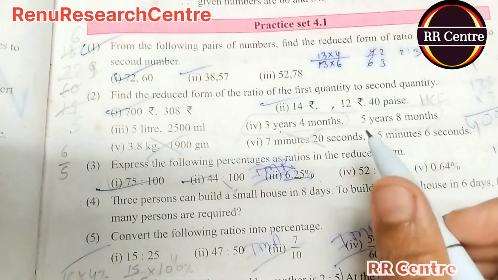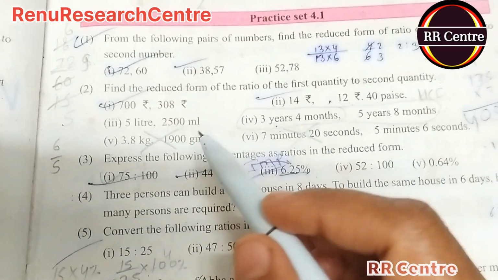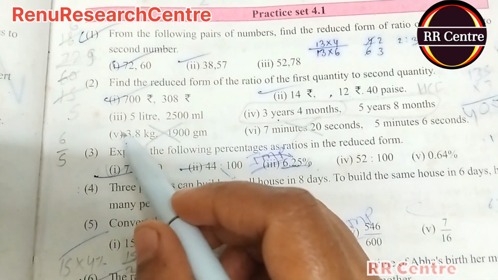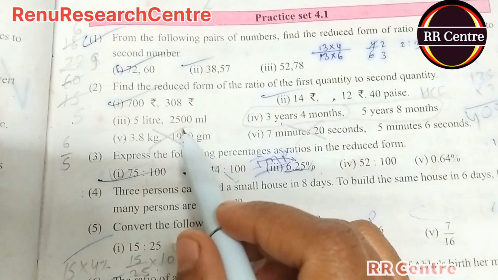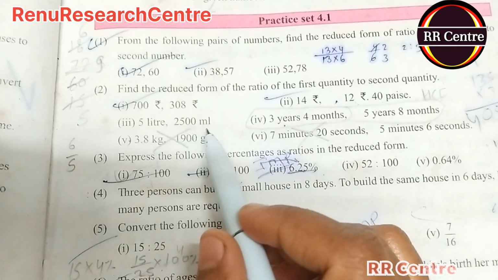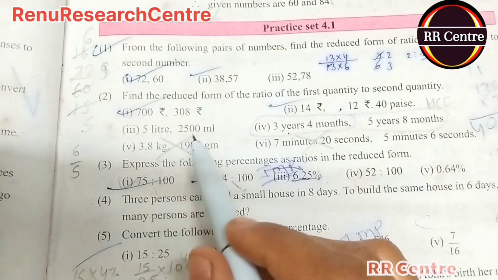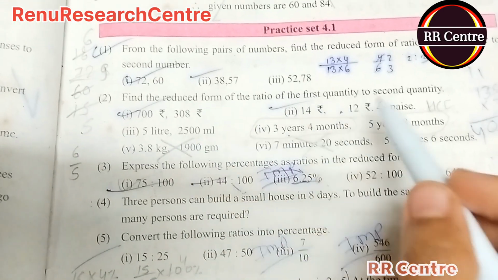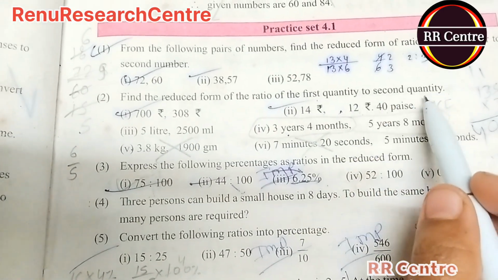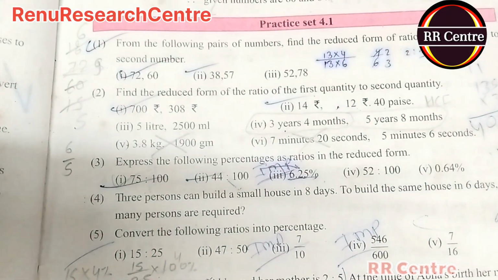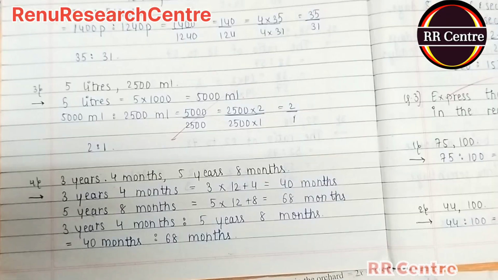So today we are starting practice set 4.1, question number 2. Now the third one: 5 liter and 250 100 milliliter. First convert to milliliter, then use the first quantity to the second quantity in the ratio form. So let's see how to solve it.